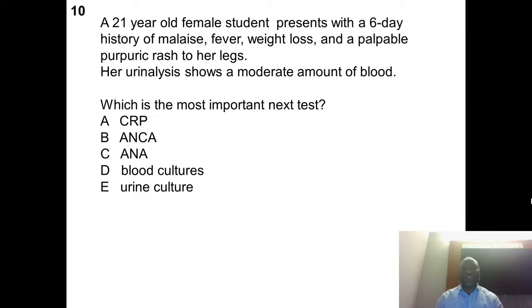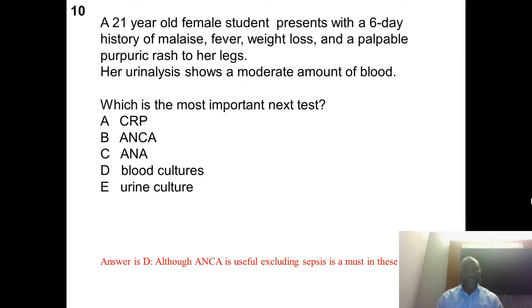Now, the fact that she has fever, weight loss, and a palpable purpuric rash with blood on a urine dip, you have to ensure that you do a blood culture. Very, very important, because of fever, malaise, weight loss, even though she has a palpable purpuric rash, you should be doing an ANCA. You need to check that this lady does not have an infection first and foremost, mainly because it's a 6-day history of malaise, fever, and a palpable rash. Palpable rash. That's the key thing. You want to ensure that there's no sepsis first.